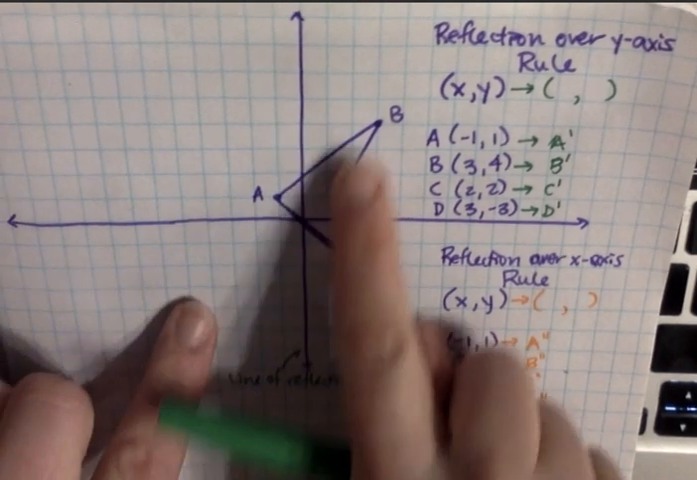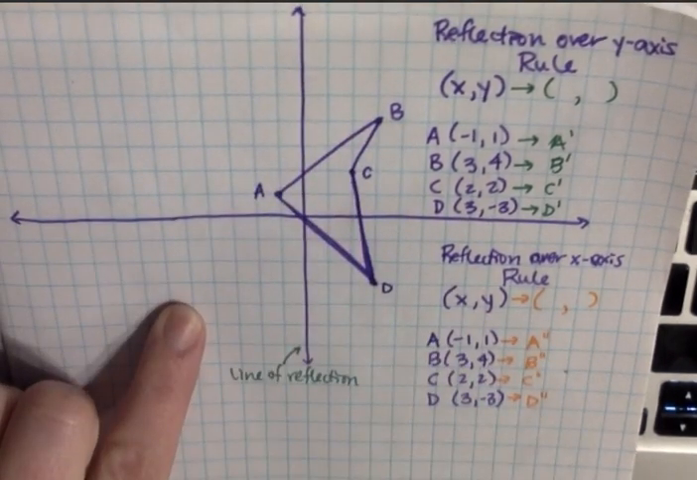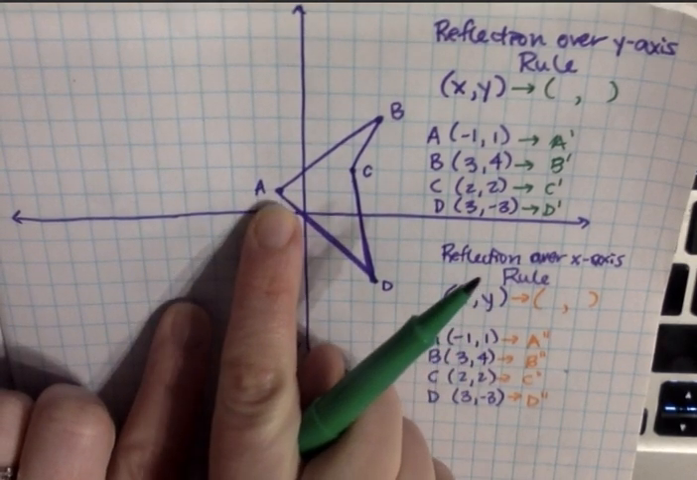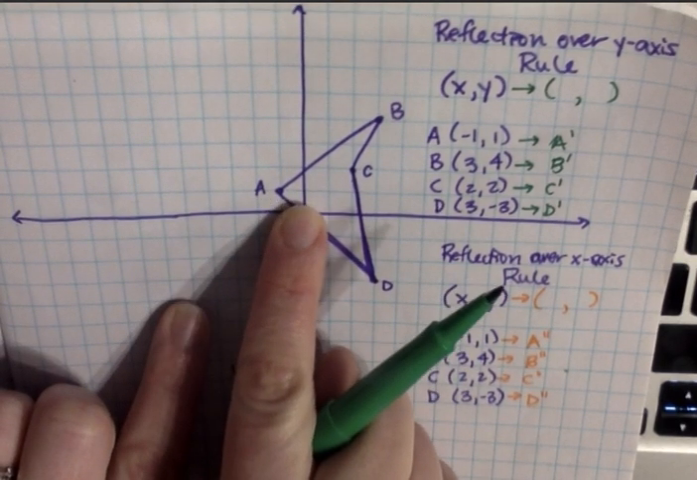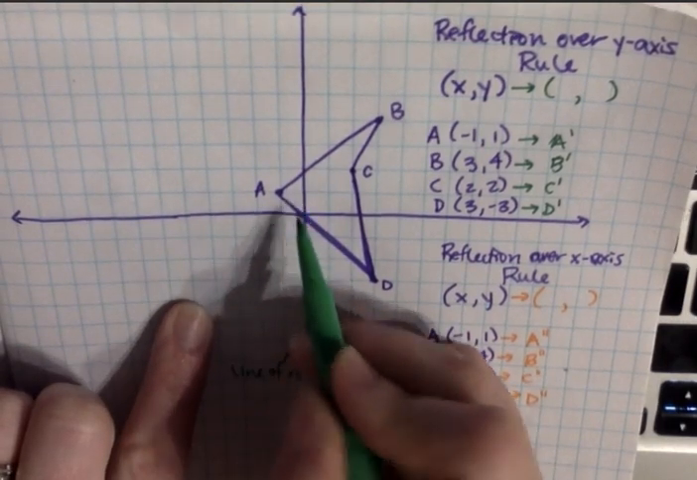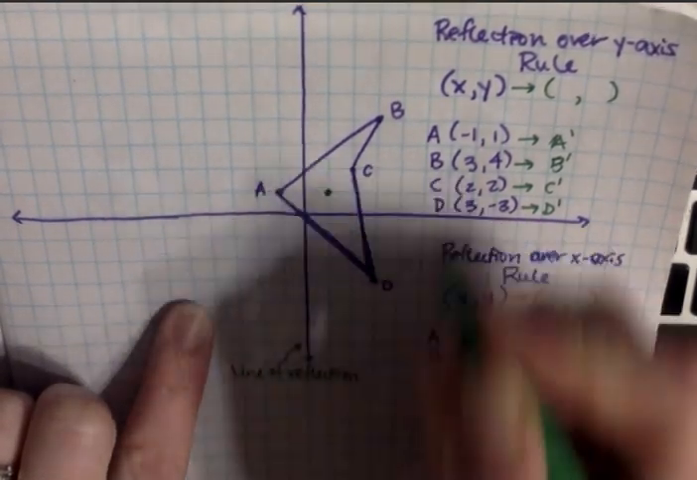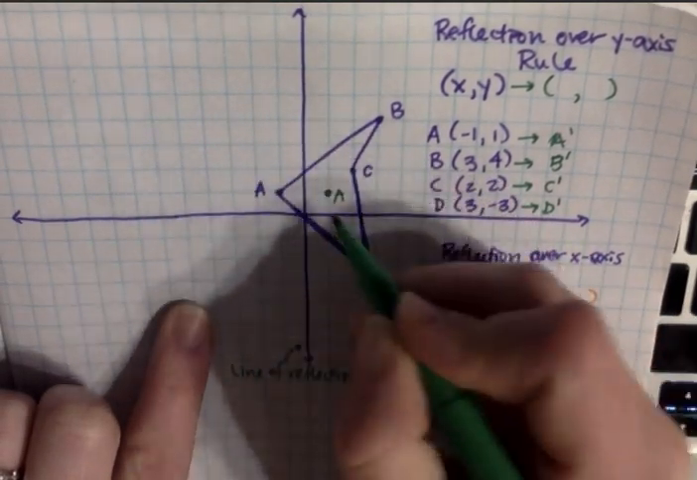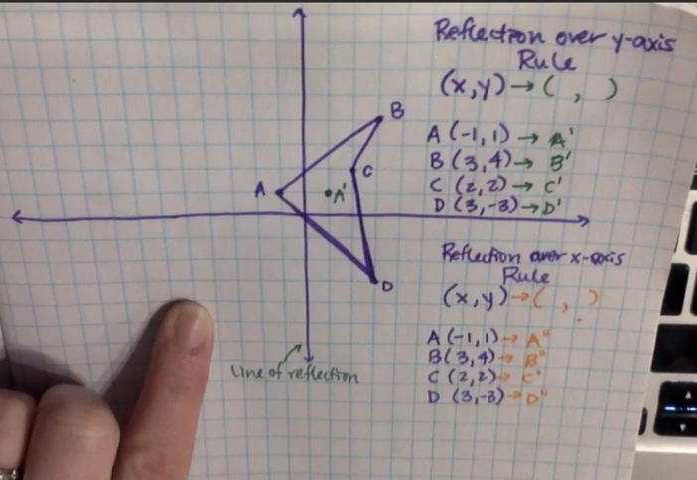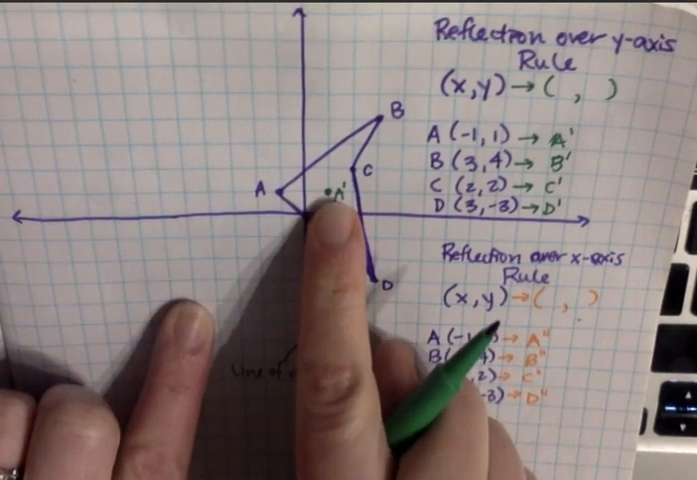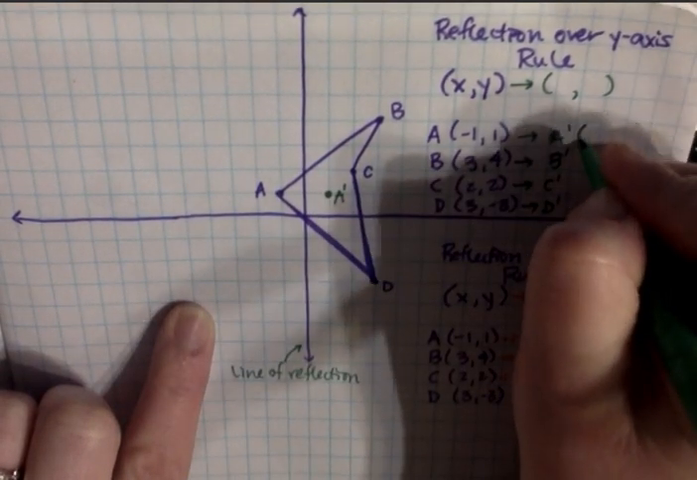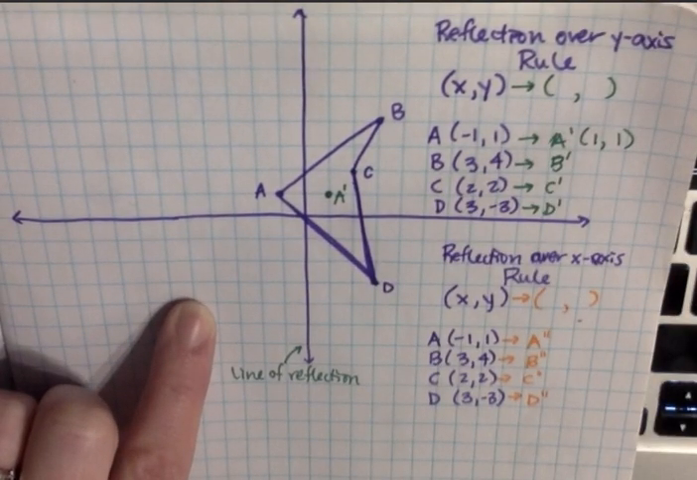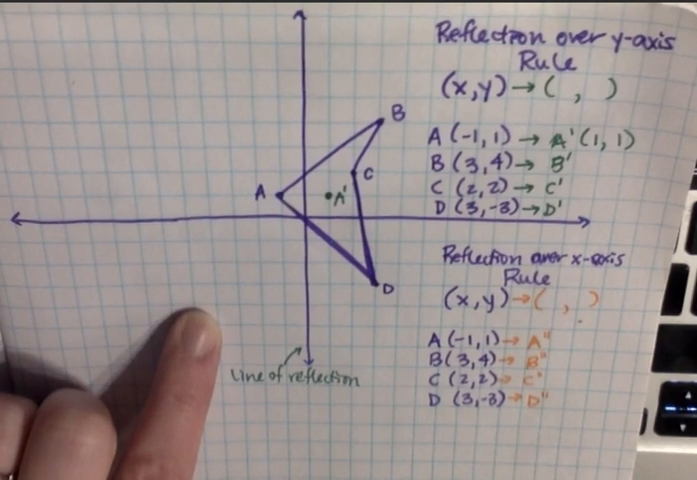So now I'm going to do a basic reflection of this shape over the y-axis. I'm going to look at point A in comparison to the y-axis. It's 1 unit away from the y-axis, so I'm going to find that point 1 unit away on the other side. It was 1 unit to the left, now it's 1 unit to the right. I'm going to label that A prime. I'm also going to add its coordinate pair over here, so I can see if there's any rhyme or reason to how these points are changing.